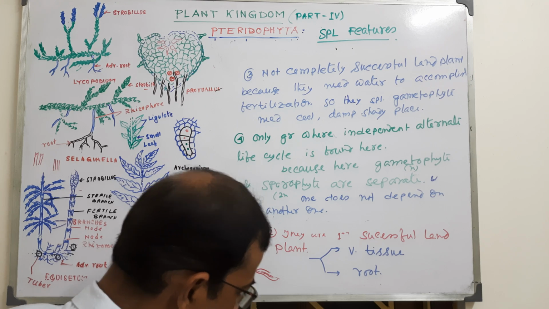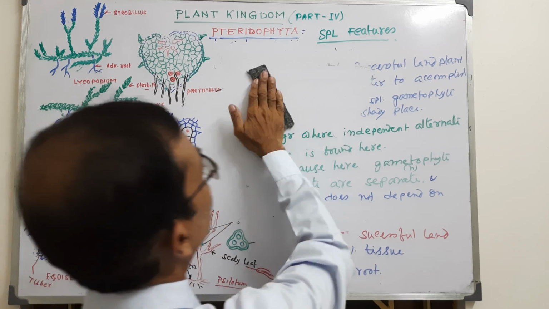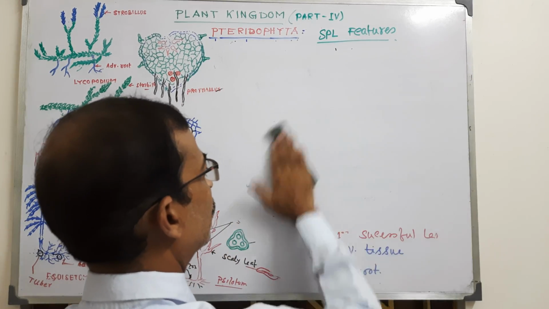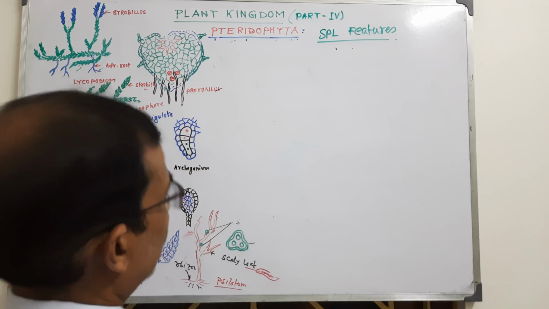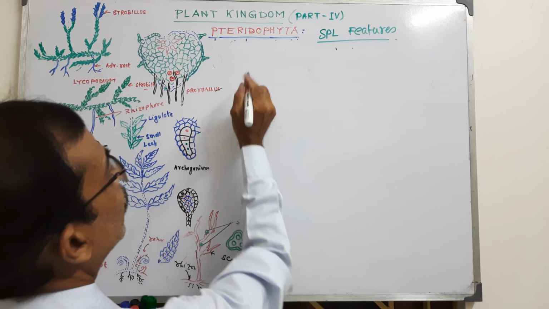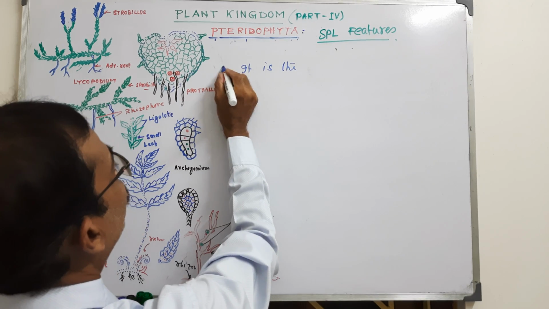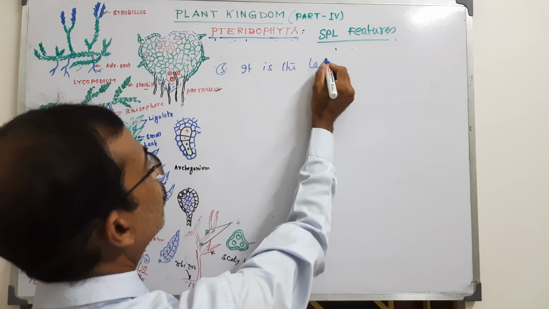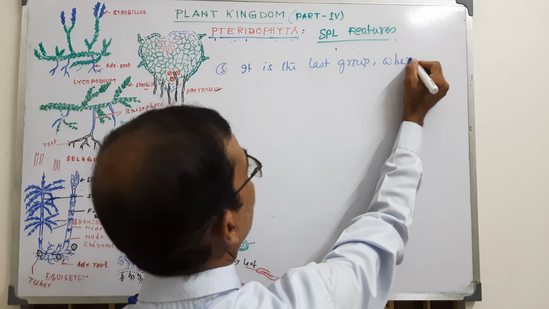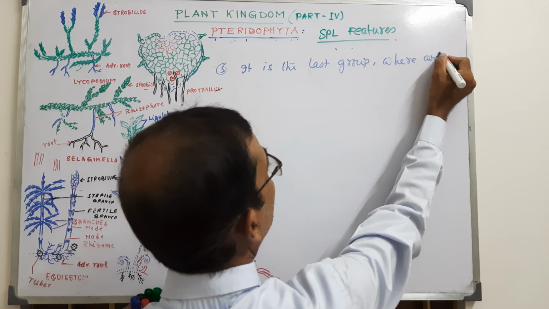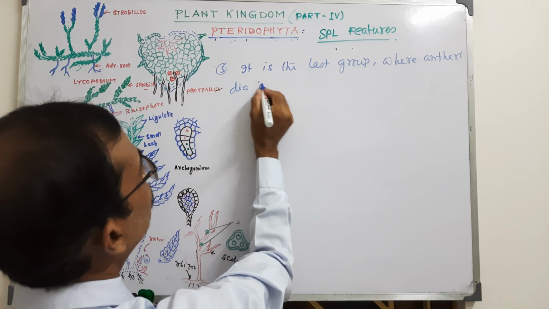Next, point 5. It is the last group where antheridia is present. Antheridia, that is the male sex organ, is present.